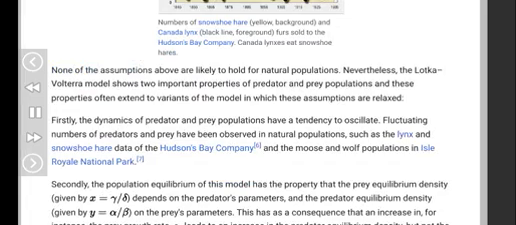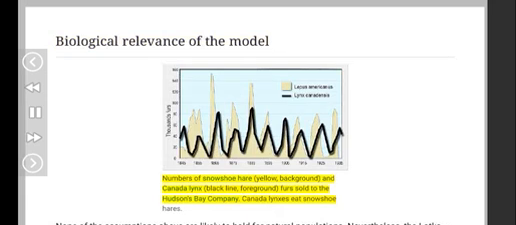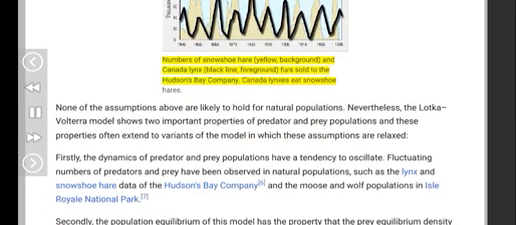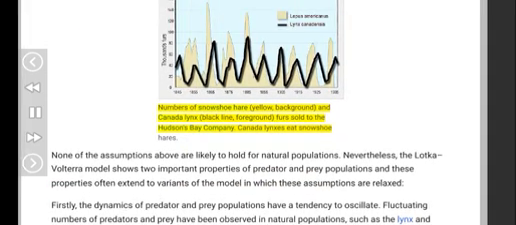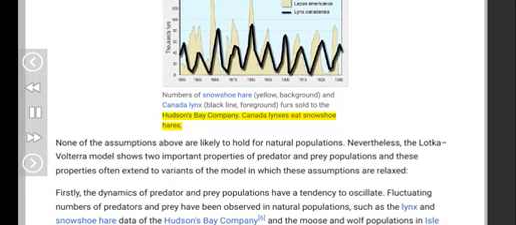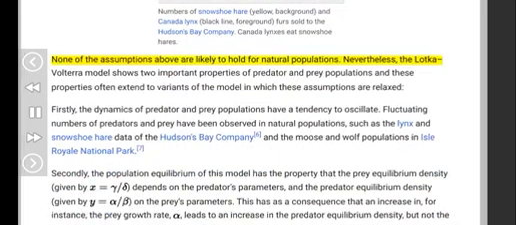Biological relevance of the model. Numbers of snowshoe hare (yellow, background) and Canada lynx (black line, foreground) furs sold to the Hudson's Bay Company. Canada lynxes eat snowshoe hares. None of the assumptions above are likely to hold for natural populations. Nevertheless, the Lotka-Volterra model shows two important properties of predator and prey populations, and these properties often extend to variants of the model in which these assumptions are relaxed.